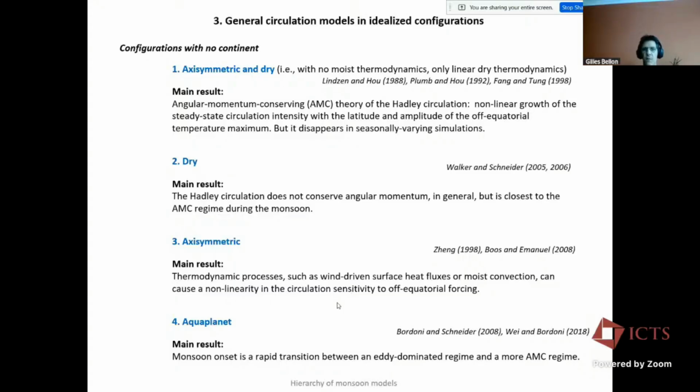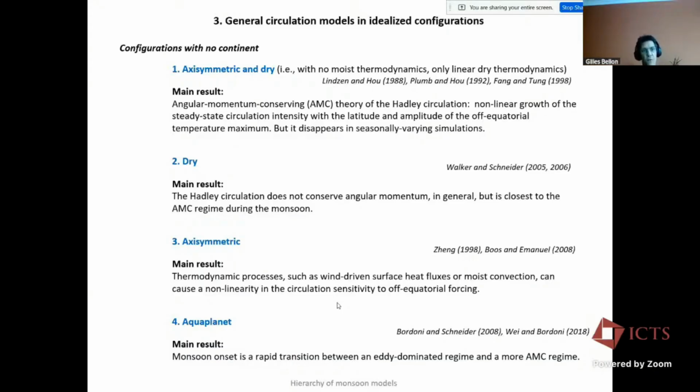Now, with the work of Walker and Schneider, that was put into question because of the role of eddies, right? They use a dry model, but not axisymmetric. So they could see that the eddies are very important to the Hadley circulation. Although during the monsoon, that's the moment where the circulation is closer to the angular momentum conserving regime.